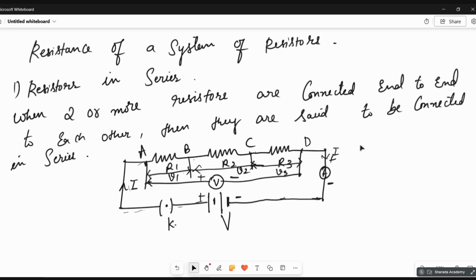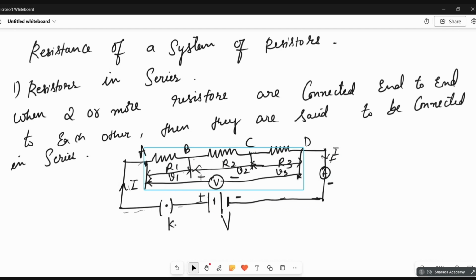Okay. But the voltage across each resistor will differ here. Why will it differ? Because see, R1 is between A and B, R2 is between B and C, and R3 is between C and D. So at different points you will have different voltages. So across R1 the voltage is V1, across R2 the voltage is V2, and across R3 the voltage is V3.